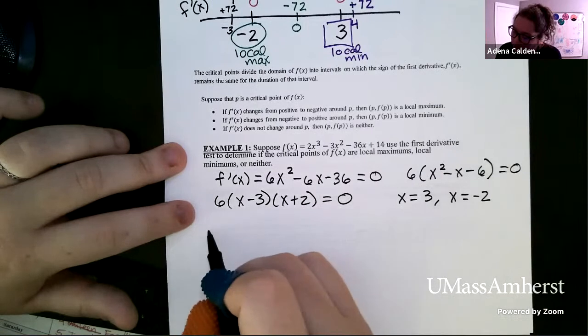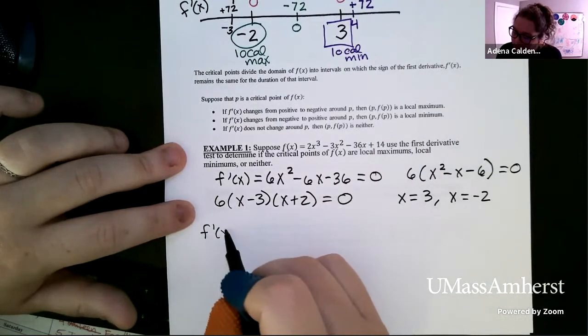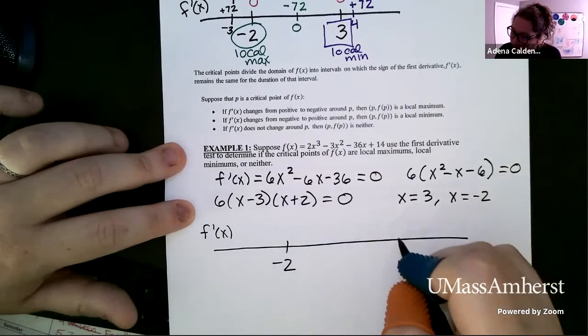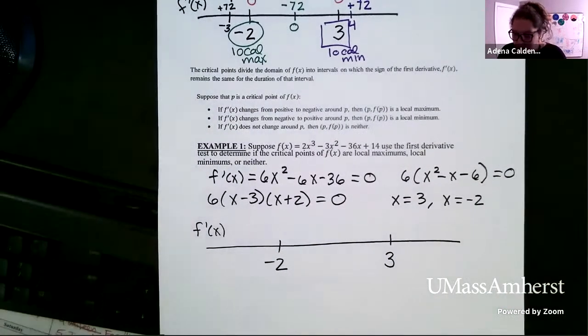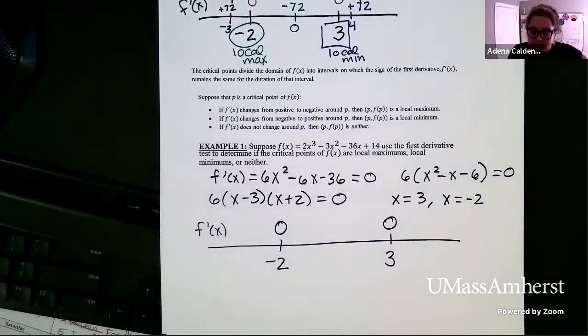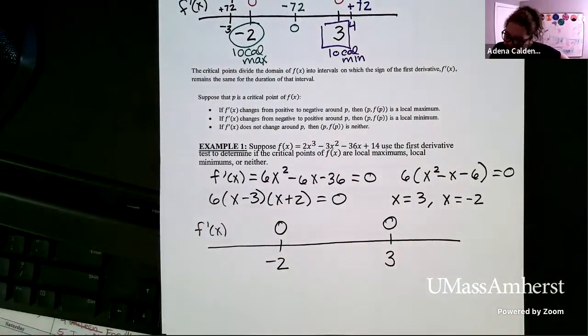Okay, so we're going to set up our number line. Negative 2 is to the left of 3. We know that at those particular values, the first derivative is 0. And now we need to do some test points.